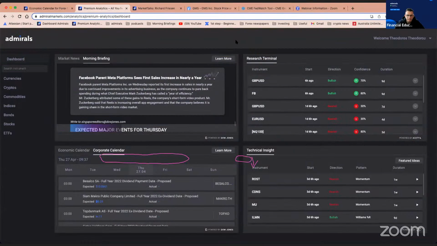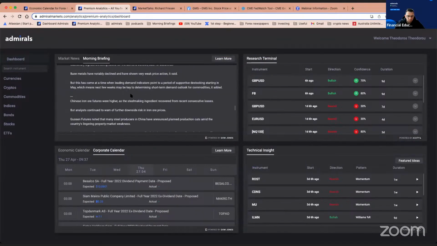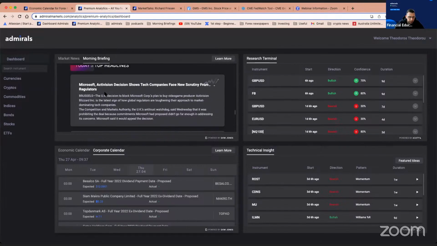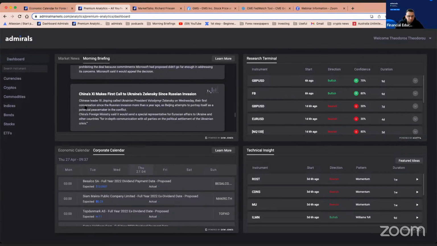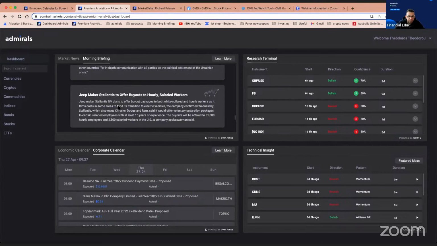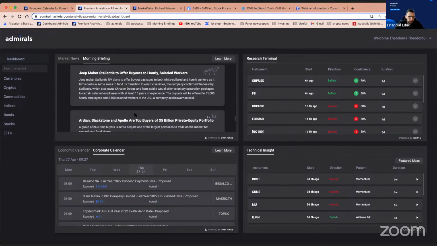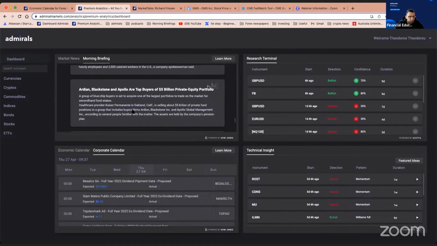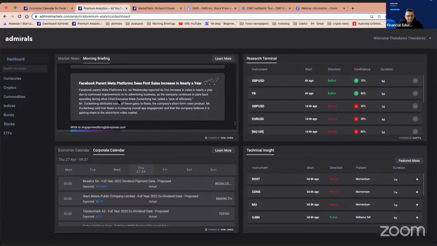In regards to premium analytics, we do have a few news items for today. Let's start. Microsoft Activision decision shows the companies face security reform regulators. China's Xi makes first call to Ukraine's Zelensky since Russian invasion. Carmaker Stellantis to offer buyouts to hourly and salaried workers. Ardian, Blackstone, and Apollo are top buyers of $5 billion private equity portfolio. And Facebook parent Meta Platforms sees first sales increase in nearly a year.